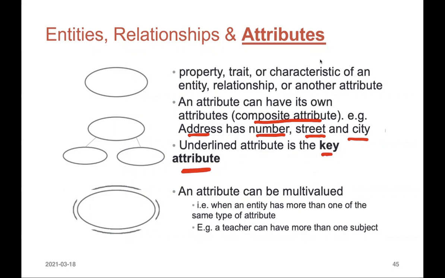So we use an ellipse to denote attributes in the ERD. If we have composite attributes, we use a composition level where we have the first attribute and then a composition of other attributes. We use underlined attributes to describe key attributes, but if we have a multi-valued attribute, we describe it by a double-sided ellipse. And this is exactly when an entity has more than one of the same type of attribute.